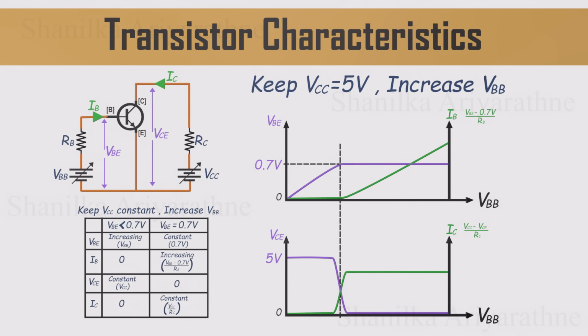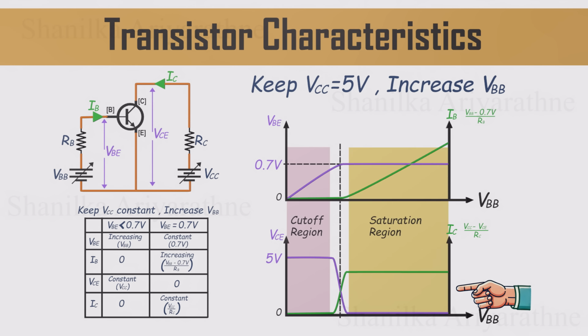So to sum up, when VBE is below 0.7 volts, the transistor is off. No current flows between collector and emitter. Once VBE crosses that point, the transistor turns on and begins conducting, just like closing a switch. The region where the transistor behaves like an open switch is called the cutoff region. The region where it acts like a fully closed switch is known as the saturation region.